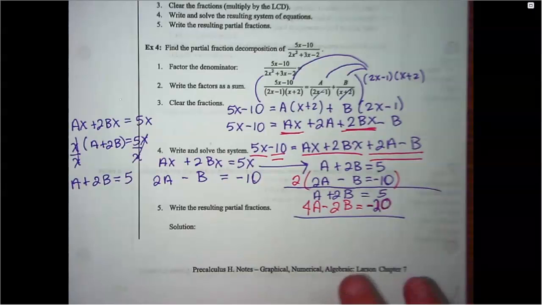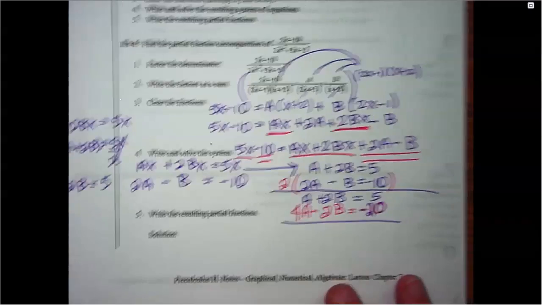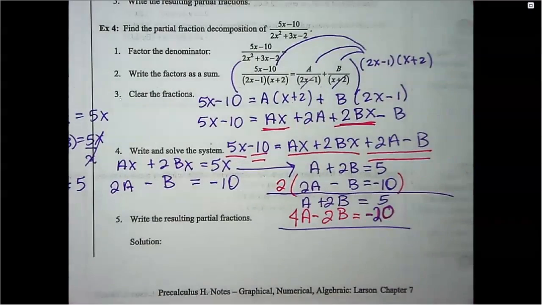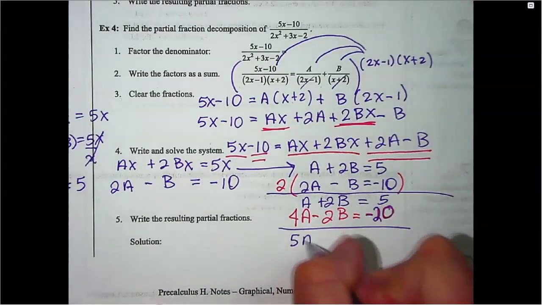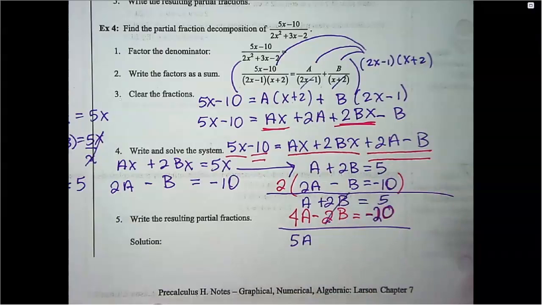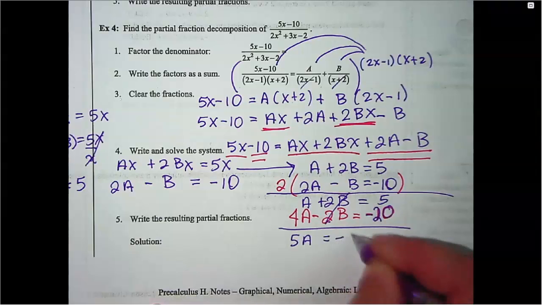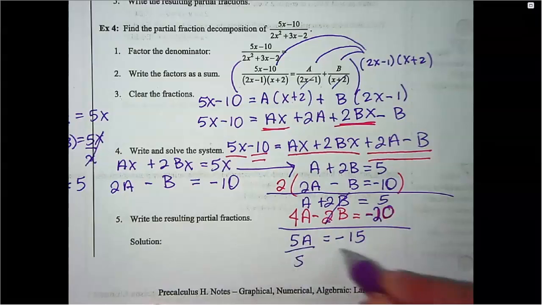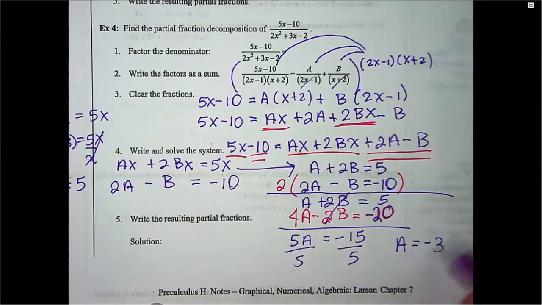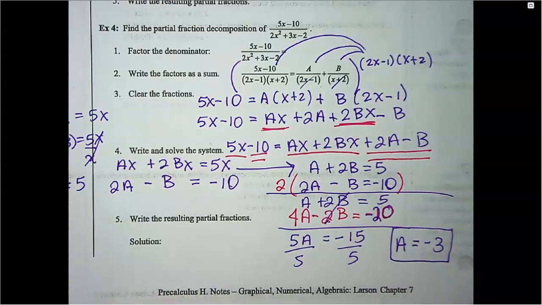All right, so now let's add those two equations. So we have 1a plus 4a is 5a. So here's 5a. The b's cancel. And negative 20 plus 5 is negative 15. So we're going to divide by 5. And a equals negative 3. And now we figured out what a is, we have to figure out what b is. So let's figure out what b is now.